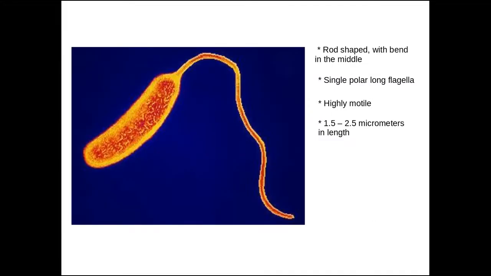The Vibrio cholerae, in particular, is rod-shaped with a bend in the middle, as we can see in this picture. It has a single polar long flagella, which gives it a high level of motility, allowing it to move and swim about freely in the water, and is between 1.5 and 2.5 micrometers in length.